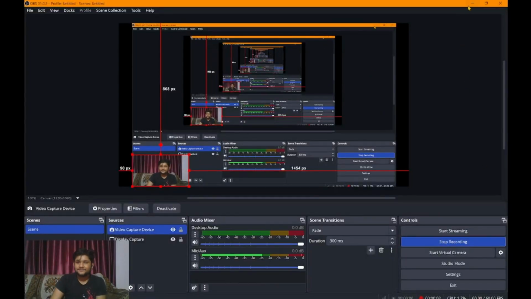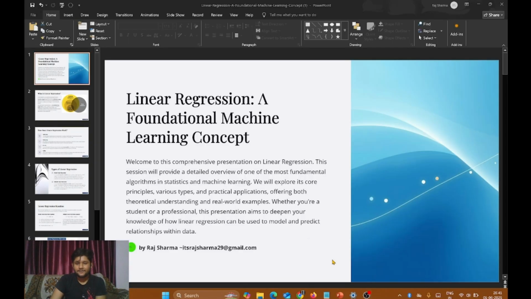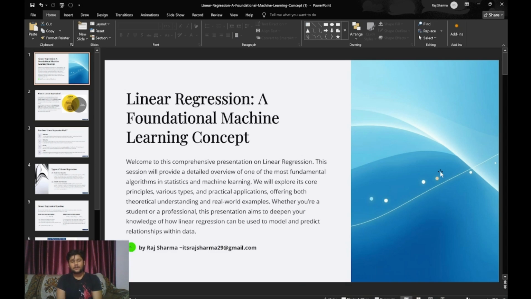Hello, guys. My name is Raj Sharma, and today we'll be covering a very important topic in data science, that is linear regression.